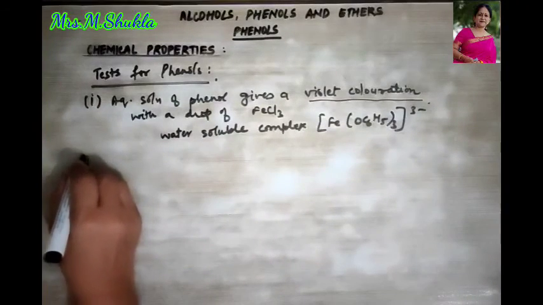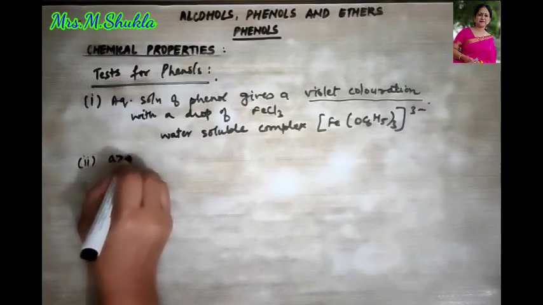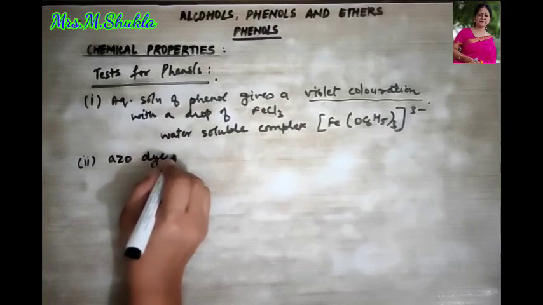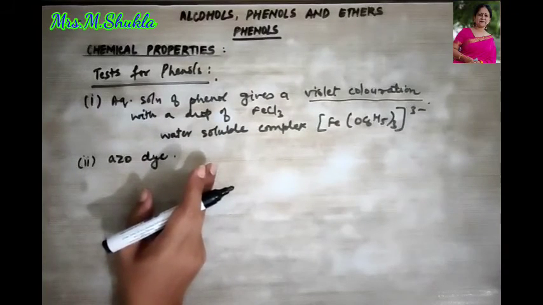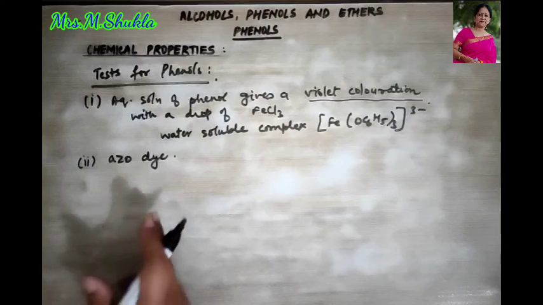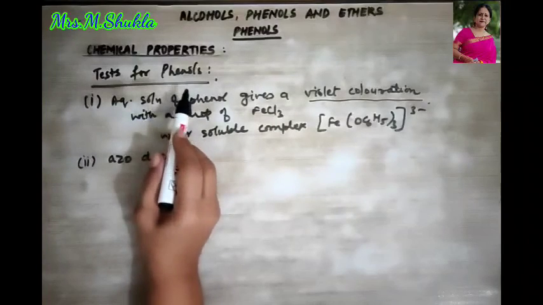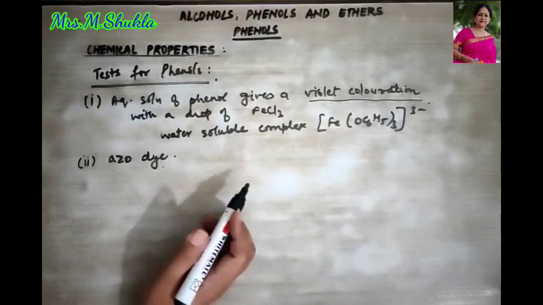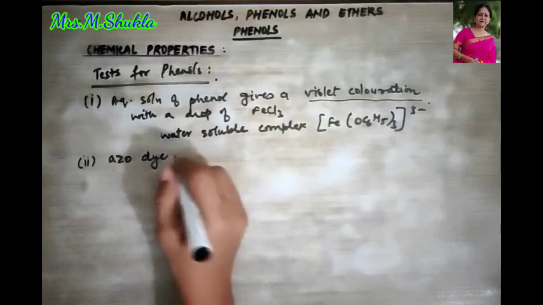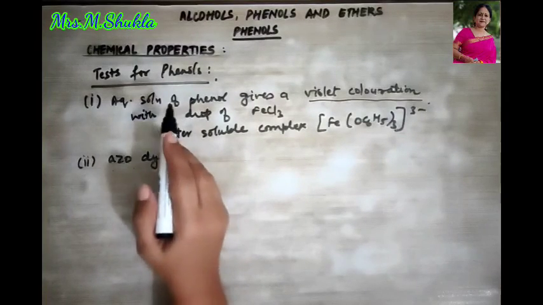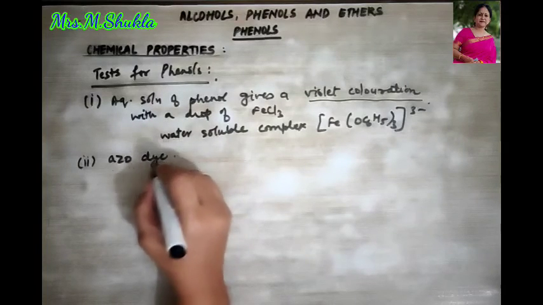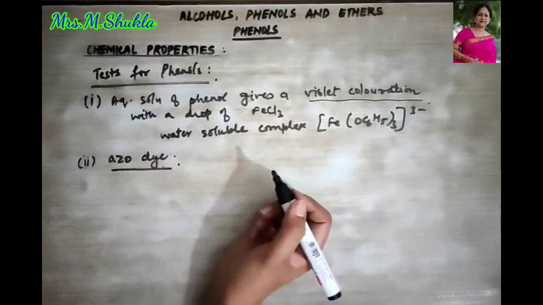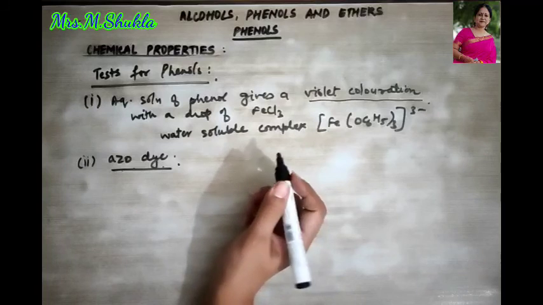Okay, and the second one was your Azo dye reaction, right, where the coupling reaction had taken place. That is another test for the phenols. Alcohols, they do not show Azo dyes, whereas the phenols give the coloration with the azo dye, right?